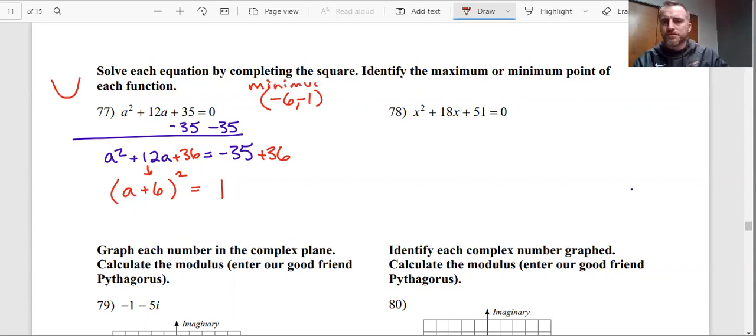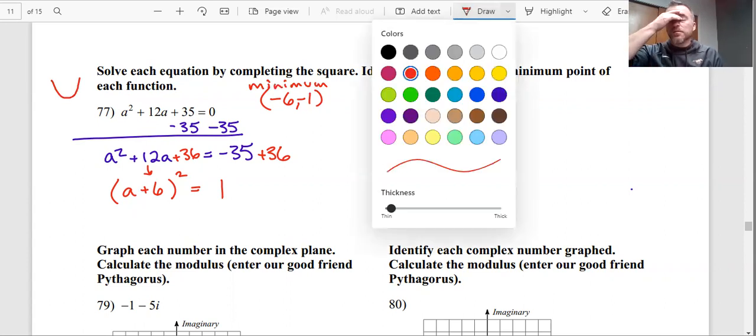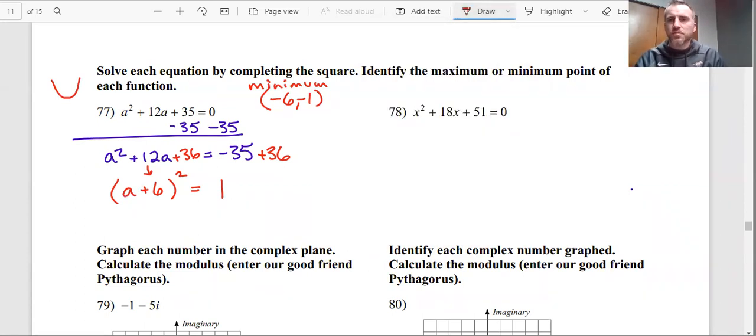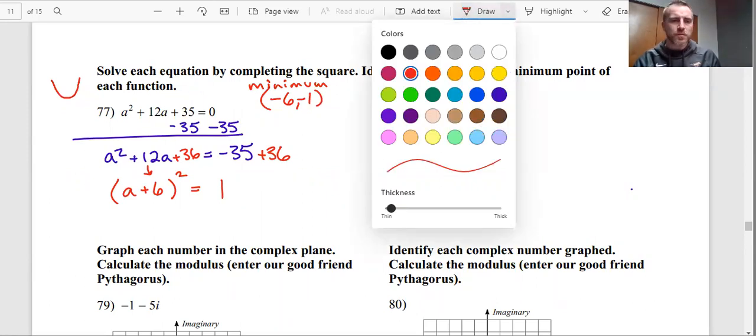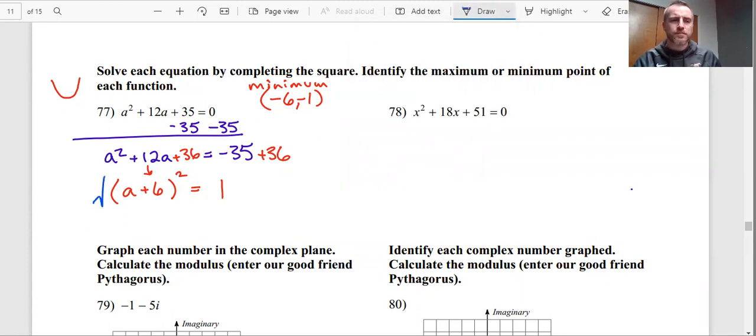But how do we solve it? We don't need to put anything into the quadratic formula. We just completed the square for the purpose of solving this. So what we do is take the square root of both sides, because the square root and the square are going to cancel out. And now we don't have that problem of having an a squared and an a. We just have a. So we have a plus 6 is equal to plus or minus the square root of 1. And the square root of 1 is 1.